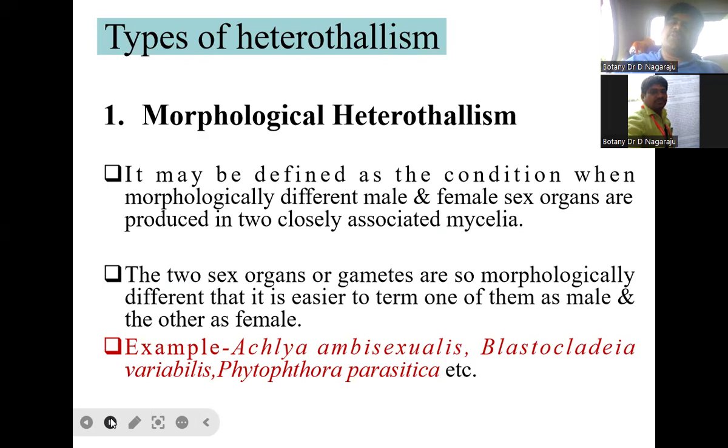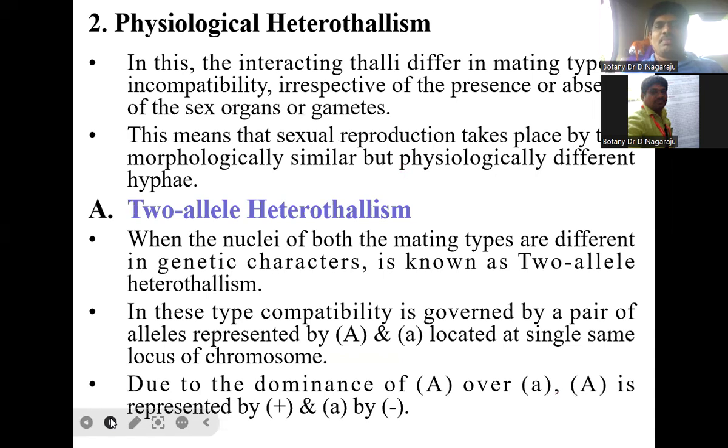Morphologically different male and female sex organs are produced on closely associated mycelia. If it is morphologically different, only then do we call it morphological heterothallism. If it is associated with hyphae, thallus, morphologically different. That is seen in Achlya ambisexualis, Blastocladia and Phytera.